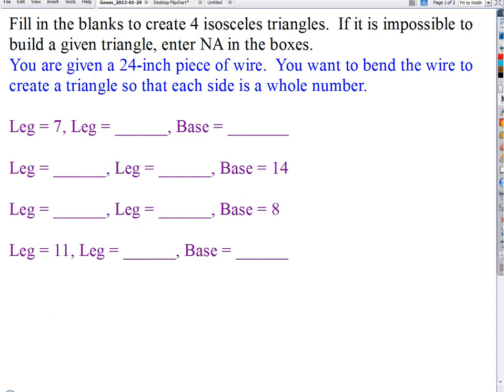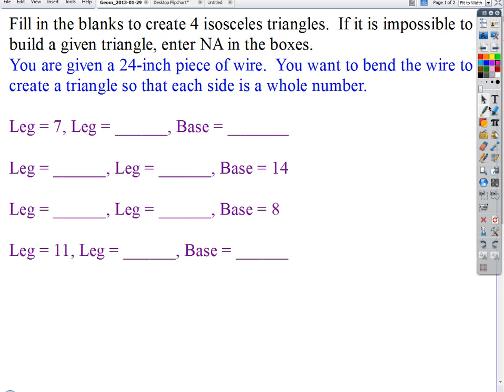Okay, first thing, there's a problem like this on the homework for 5-5. You want to fill in the blanks to create 4 isosceles triangles. If it's impossible to build an isosceles triangle, you put NA in the boxes. So we'll just write in here what we put in the boxes in Moodle. If you're given a 24-inch piece of wire and you want to bend the wire to create an isosceles triangle, so that each side of the triangle is a whole number of inches, okay?